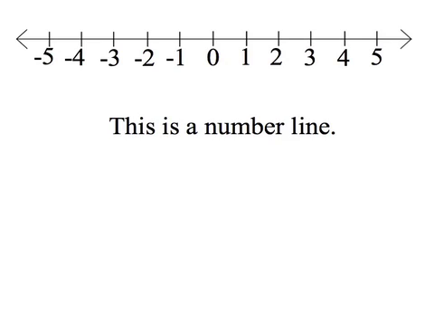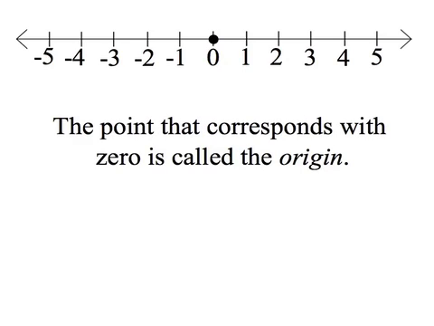We're looking at a number line. The point that corresponds with 0 on a number line is called the origin. It's the only point that I know of that has a special name.